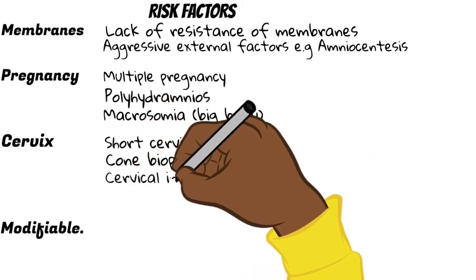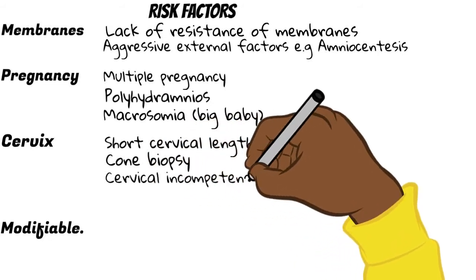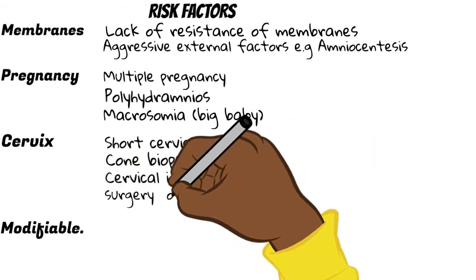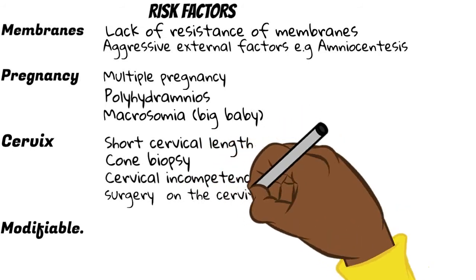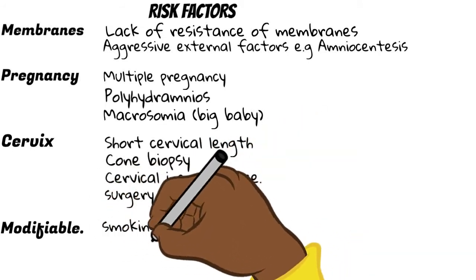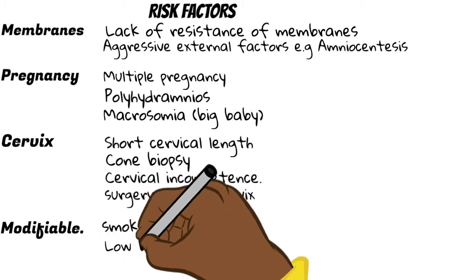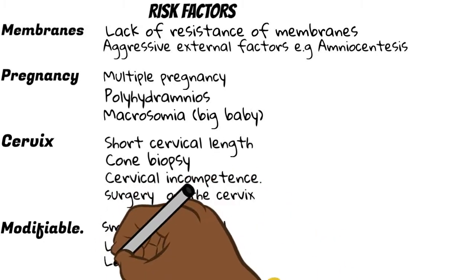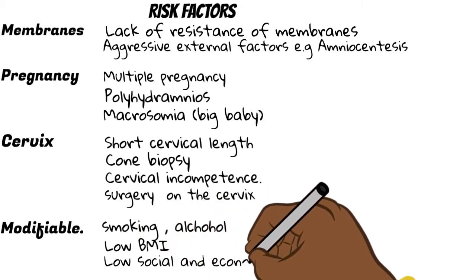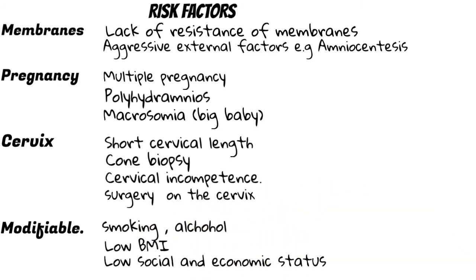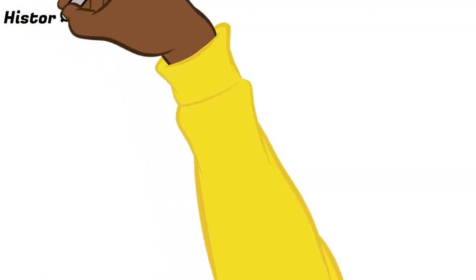Modifiable risk factors means that you can change your lifestyle, and then these things can actually not contribute to PROM. So under modifiable risk factors, we have smoking, alcohol, low BMI, low social and economic status. Then under history, we have history of prior preterm labor or history of PROM before.